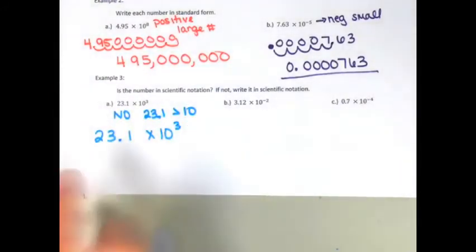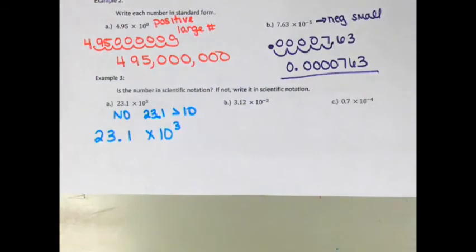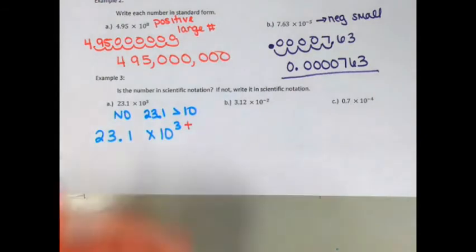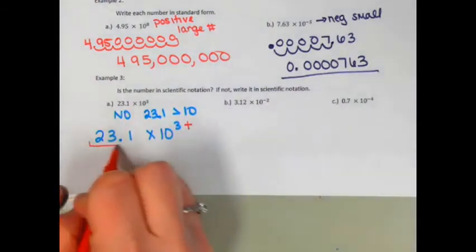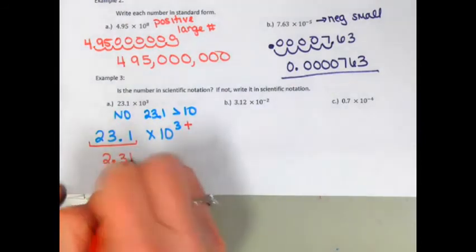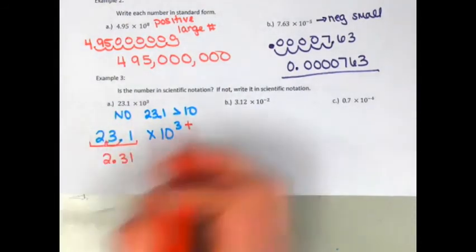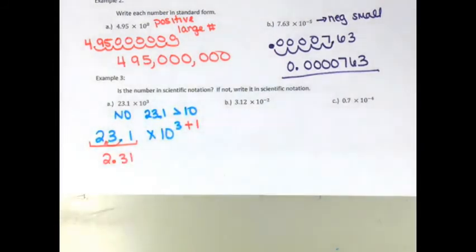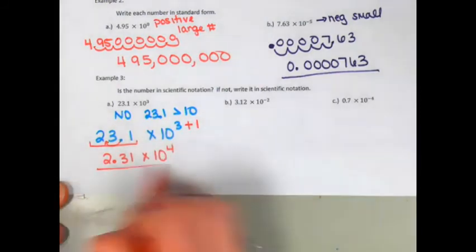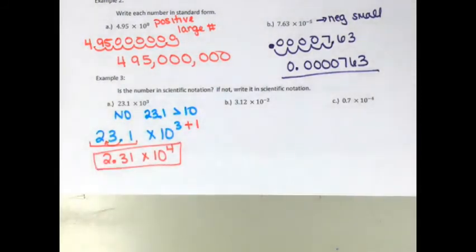Now, real quick, if I look at 23.1, am I going to have a positive or negative exponent? I'm going to have a positive. So I'm going to add to that exponent. Where does this decimal actually have to be? Between the 2 and the 3. So how many times did I actually have to move it? 1. So I'm just going to add 1 to that 3. And what's 3 plus 1? 4. So it's 2.31 times 10 to the 4th power. That's one way to do it.